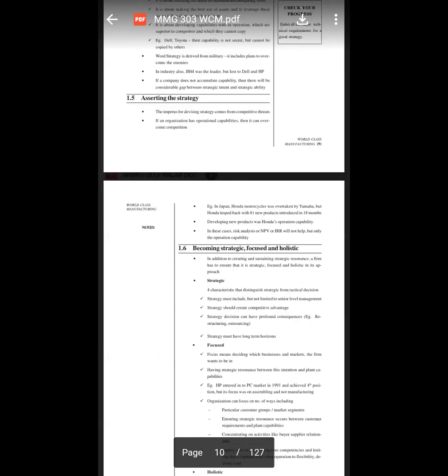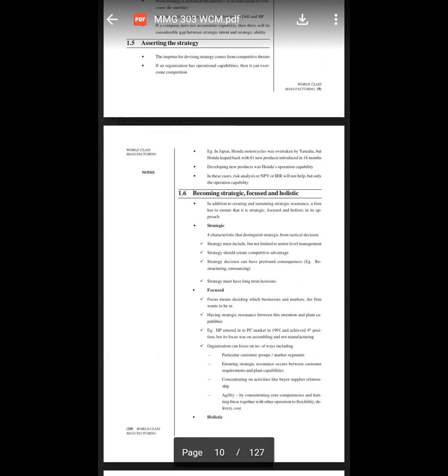Asserting the strategy, strategies play an important role in each and every field. Take an example of Japan. Hero Honda motorcycle was overtaken by Yamaha, but Honda leaped back with 81 new products introduced in 18 months.